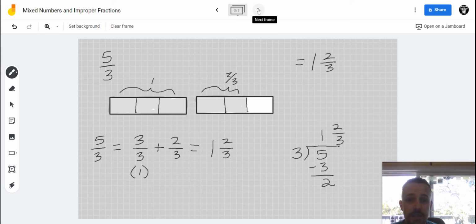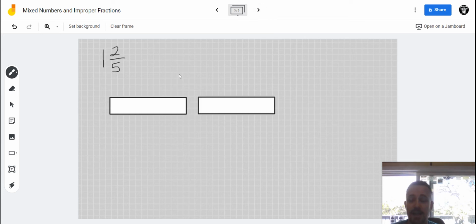Okay, let's do another example, except this time we are going to work in reverse. So this time we've got 1 2/5. We want to split each of these into 5 equal parts. So 1, 2, 3, 4, 5 parts there. And we're going to do the same thing over here. My drawing may not be perfect, but you get the basic idea.